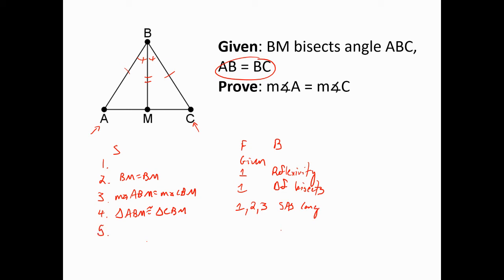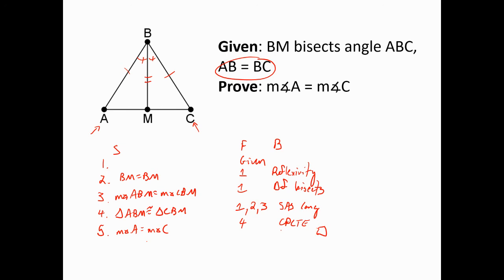And then how do we get then that the measure of angle A is equal to the measure of angle C? Well, those are angles that correspond in triangles that we now know are congruent. So it follows that the measure of angle A is equal to the measure of angle C from 4 by CPCTE. And with that, the proof is complete. And I'll go ahead and stop right there.